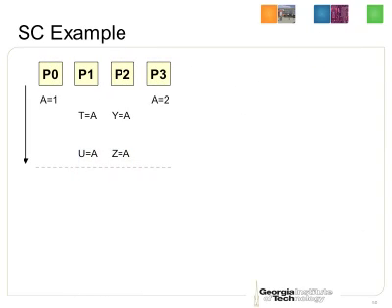Here's a sequential consistency example. We have 4 processors, P0, P1, P2, P3. And vertically from top to down, we assume that's how time progresses. At the beginning, we have 2 updates to data. We have P0 assigning 1 to A, and P3 assigning 2 to A. And then we have P2 assign A to Y, and P1 assign A to T. And at some point later, we have P1 assign A to U, and P2 assign A to Z.